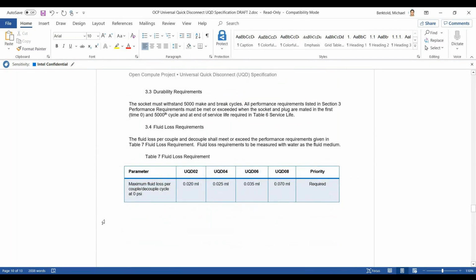So section 3.3, durability requirements. The socket must withstand 5,000 make and break cycles. All performance requirements listed in section 3, which is the one we're in, must be met or exceeded when the socket and plug are mated at the first, zero cycle, and at the 5,000th cycle, and at end of service life as required by table 6 above.